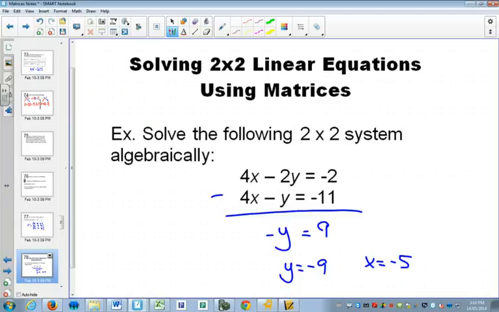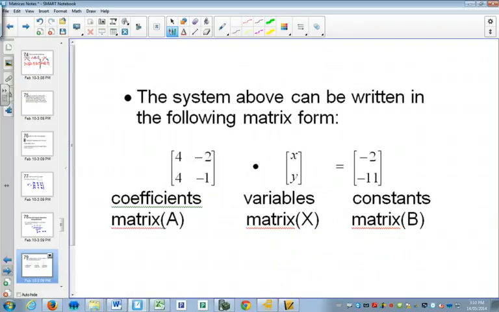Since we have a very good way of solving this, we will learn another way now that you won't like as much, using matrices. You could set up the system of equations by making a coefficient matrix, then your variable matrix. Notice that if I took this matrix times this matrix, this is a 2 by 2, this is a 2 by 1. The middle numbers are the same.